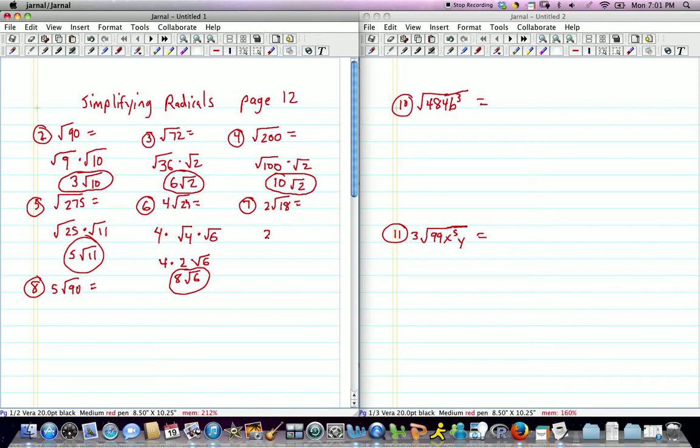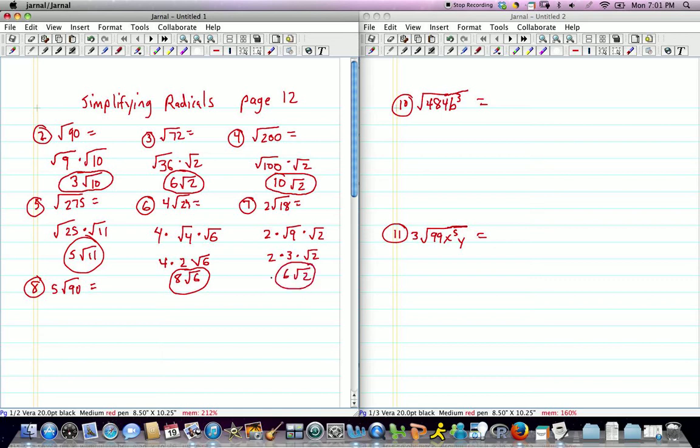Okay, when I get to number 7, same thing, I'm going to look at the square root of 18. I'm going to break that down into, we keep the 2 on the outside, and then we break that down into the square root of 9 times the square root of 2. We know the square root of 9 ends up being 3, so I have 2 times 3 times the square root of 2.